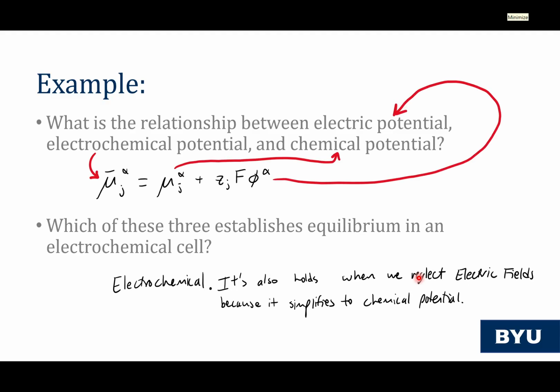All right, so what's the relationship between electric potential and electrochemical potential and chemical potential? So electrochemical potential is built out from the terms for chemical potential and electric potential inside of a given phase for a given species. But which of these three potentials establishes an equilibrium in electrochemical cells? Well, it's the electrochemical potential. And this is in force even when we neglect electric fields and don't have charged species, because the electrochemical potential will just simplify to the chemical potential at that point.